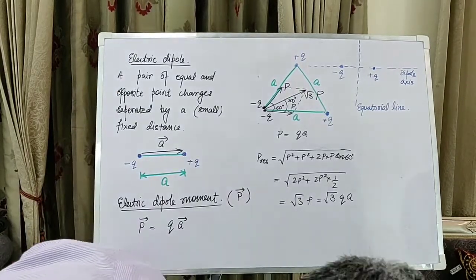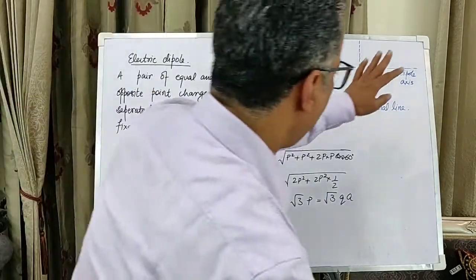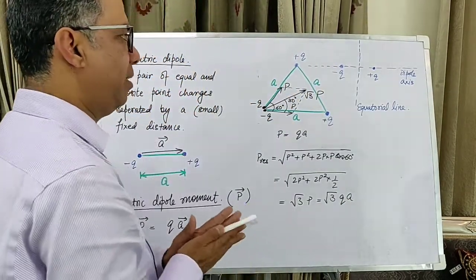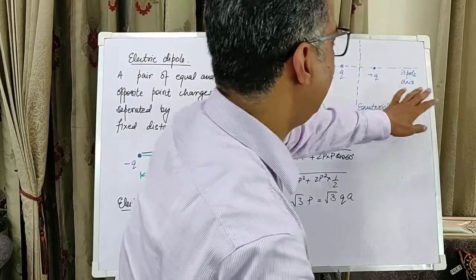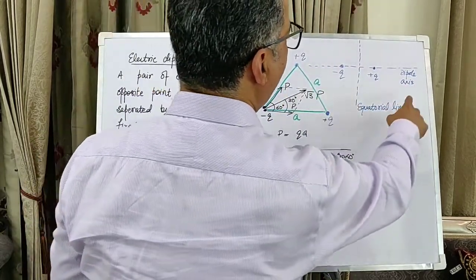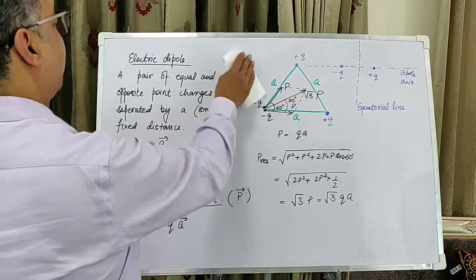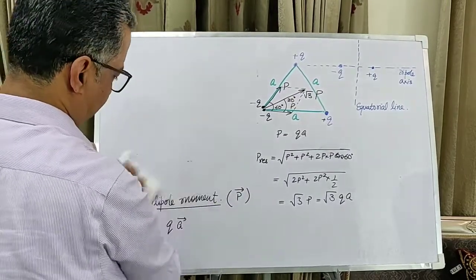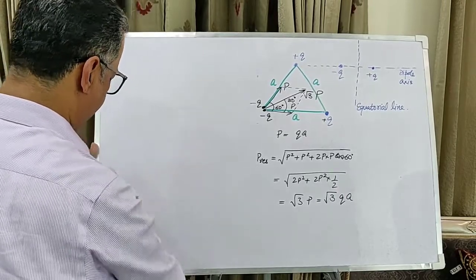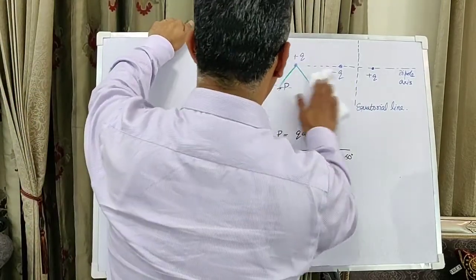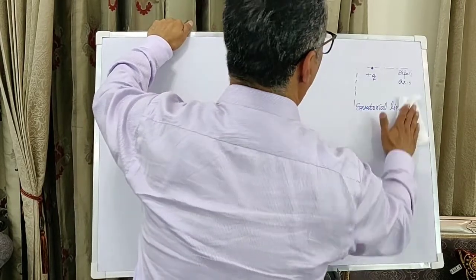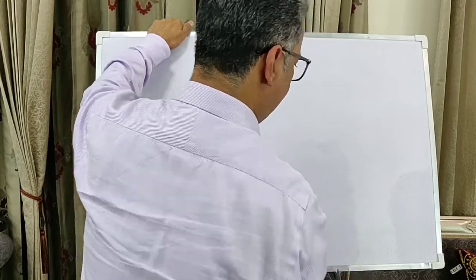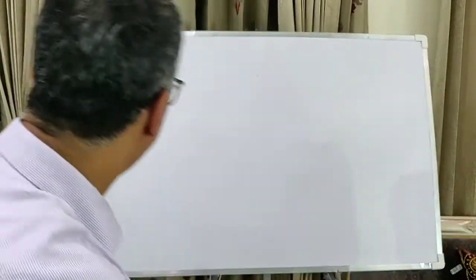So now that we are clear about the dipole axis and the equatorial line, let's start discussing the electric field due to a dipole at a point on the dipole axis first. So let's consider a dipole having a charge minus q and a charge plus q, separated by a distance a, like I have shown here.